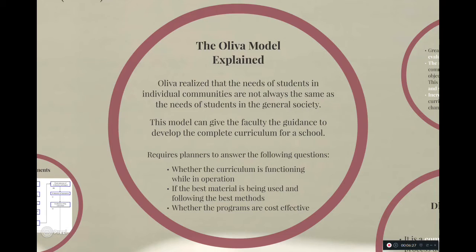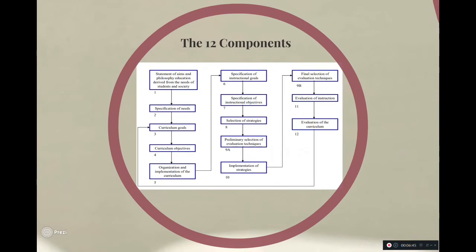In addition, the model constantly requires the planners to answer the following questions. 1. Whether the curriculum is functioning while in operation. 2. If the best material is being used and following the best methods. And 3. Whether the programs are cost effective. It includes 12 components as shown on the screen.